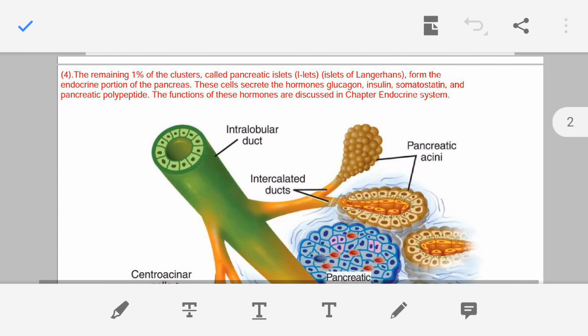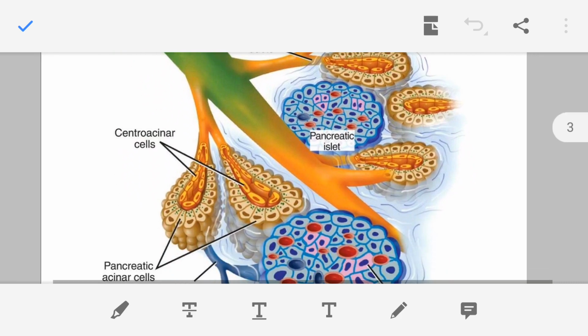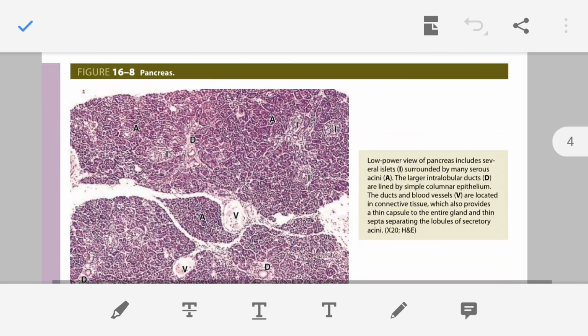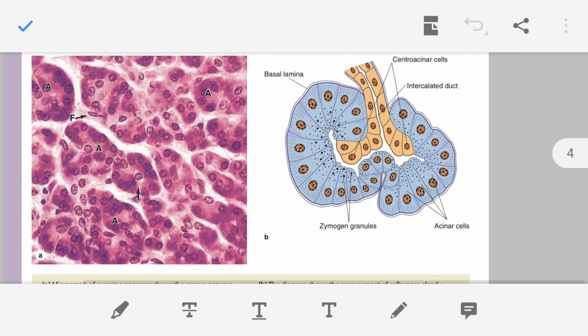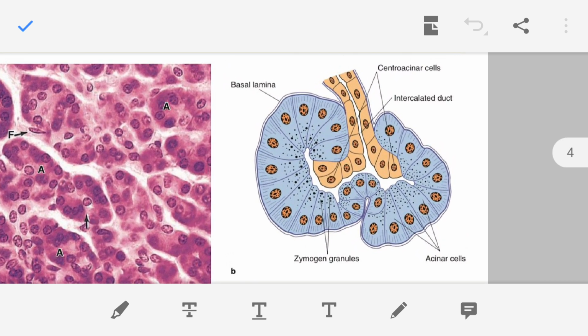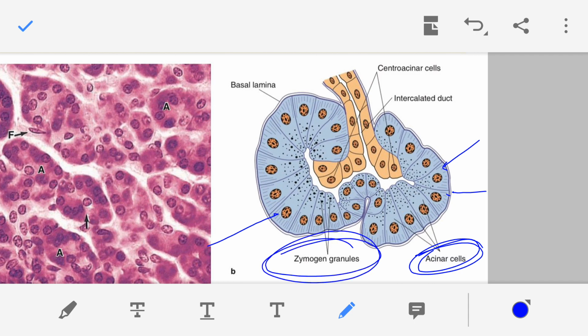So over here we are just discussing the exocrine part, the exocrine role of the pancreas and the duct system. Now if you observe this figure, one acini is shown, and as you can see, these are the acinar cells. These are all acinar cells, and in the acinar cell, the zymogen granules are there.